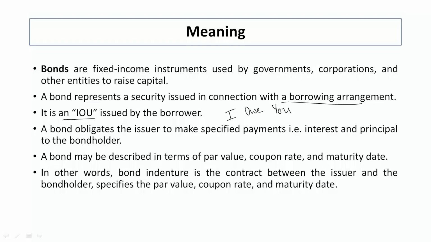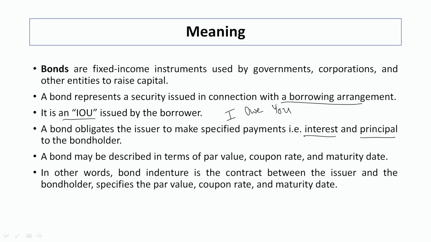So, if the government or the corporations are taking money from the public, they issue a certificate to the bond holder that they owe the money, and after a period of time they will refund the money to the public along with the payment of interest. The bond obligates the issuer to make specified payment, that is the interest and the principal amount.